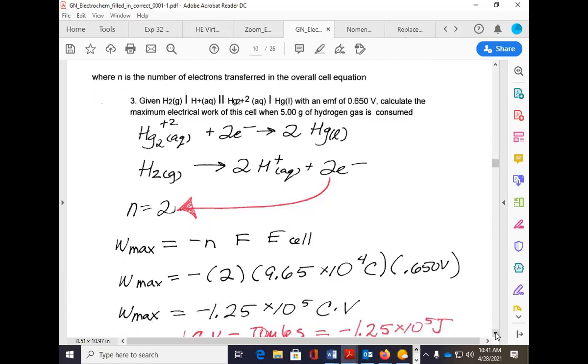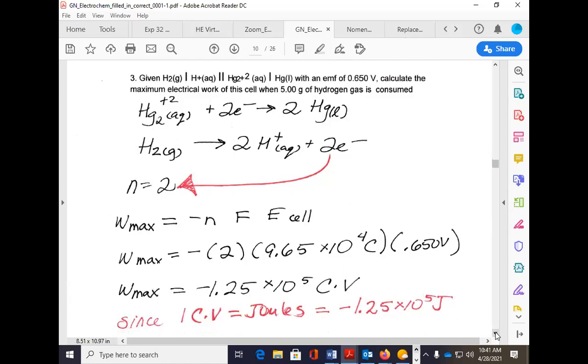And that's what you should have gotten. And then you have to take your units and fix them to joules. So you have to know that 1 coulomb times a volt is a joule, and then you just change the units to joules.